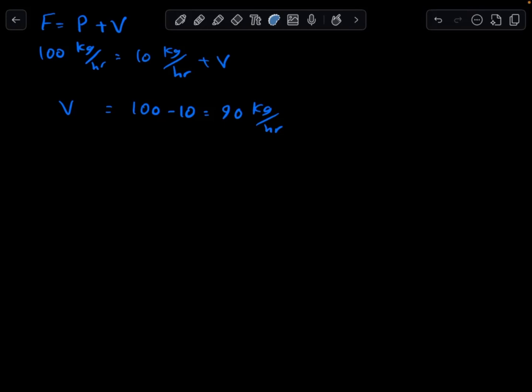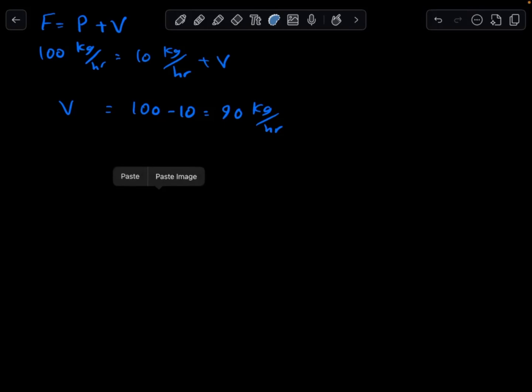If you want to double check your answer, you can do the following. You have the amount of solids and the amount of water coming into the evaporator, and the amount of solids and the amount of water coming out of the evaporator. You can just make sure that the same amount are coming in and coming out, and then you know that you have solved the problem correctly. So let's take a look.